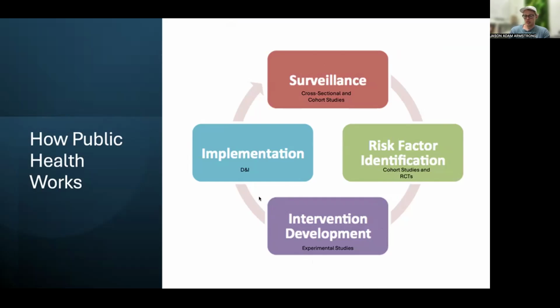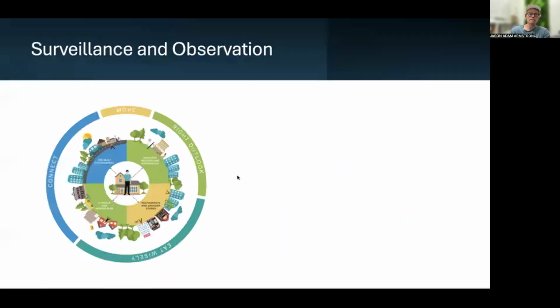And then implementation is really where we find out, okay, now if I apply that intervention, I know after a bunch of intervention studies, I know what's working. How do I then apply that on a population level? And how do I communicate those findings to large populations? So that's DNI, dissemination and implementation research, and Paul's going to come talk to us about that.